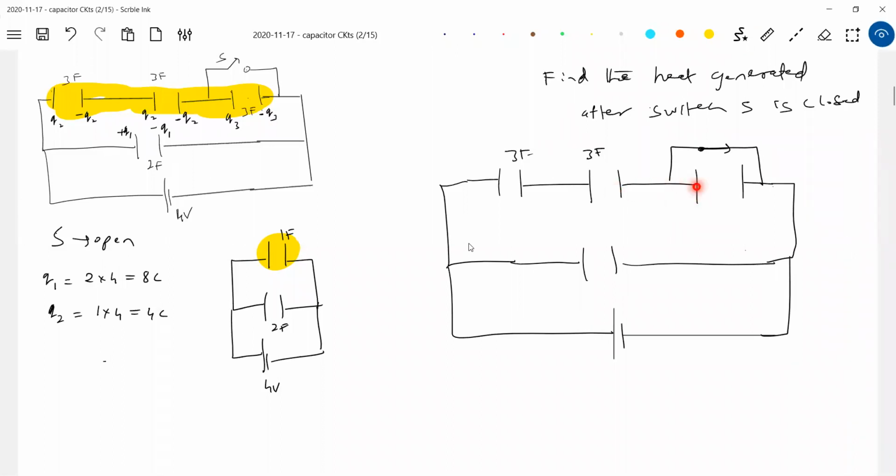This charge, will it go here? No, this charge Q3 will go like this, and 0 and 0. So there won't be any charge in this capacitor. No charge. That Q3 will flow like this.